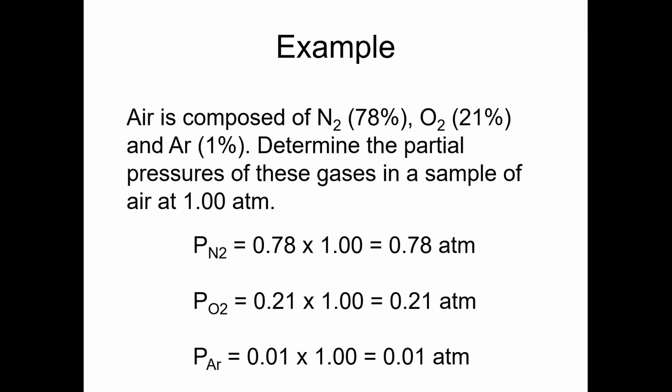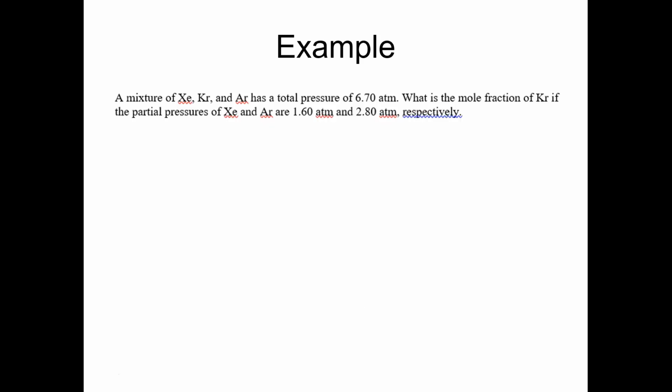Let's look at an example that is not that much more difficult, but slightly more difficult. We have a mixture of xenon, krypton, and argon, and that mixture has a total pressure of 6.7 atmospheres. What is the mole fraction of krypton in the mixture if the partial pressures of xenon and argon are 1.6 and 2.8 respectively? In other words, the total pressure is 6.7, the partial pressure of xenon is 1.6, the partial pressure of argon is 2.8. What is the mole fraction of krypton in that?